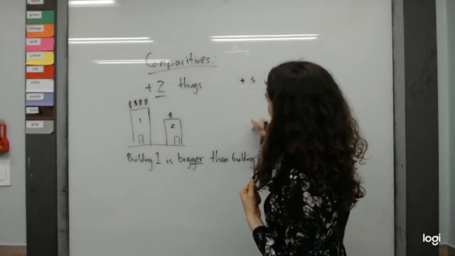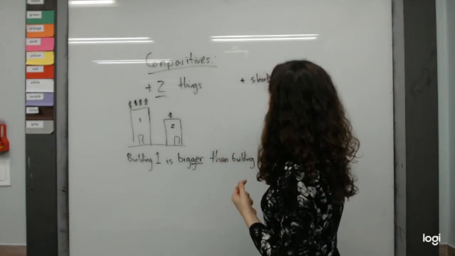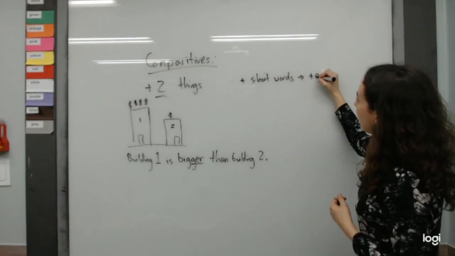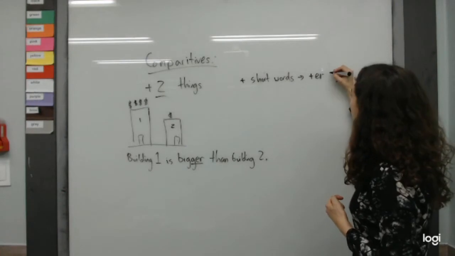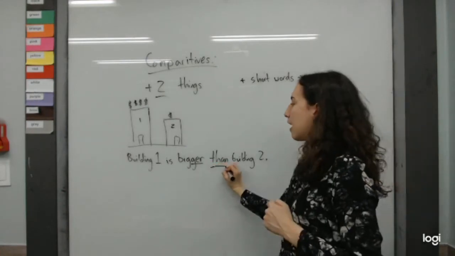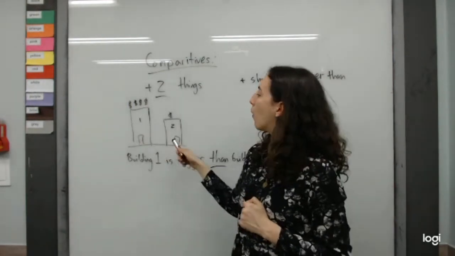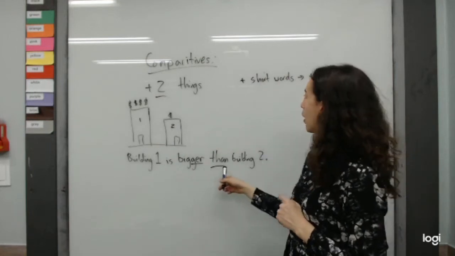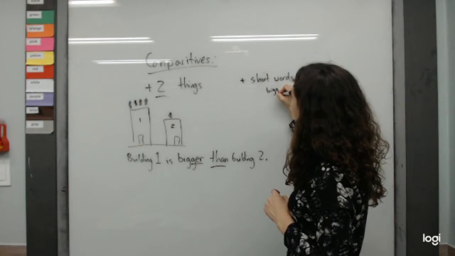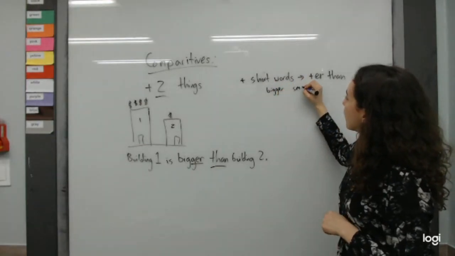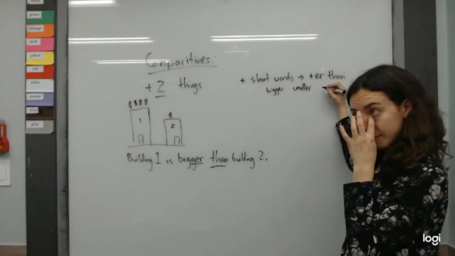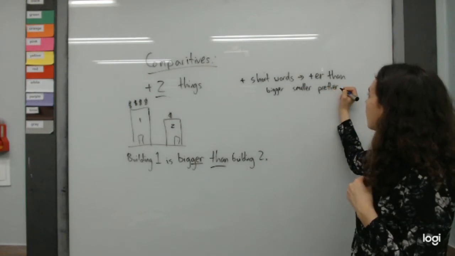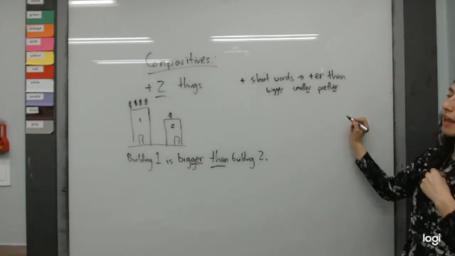So with this, we have to remember short words. We have to add ER. And then than. So, bigger than. Or you can say taller than. Or building 2 is shorter than. For short words, we have ER than. Bigger. Smaller. Prettier. We all use ER than, okay?